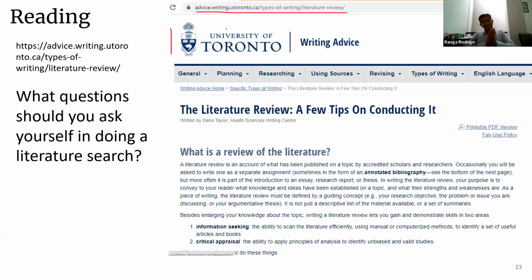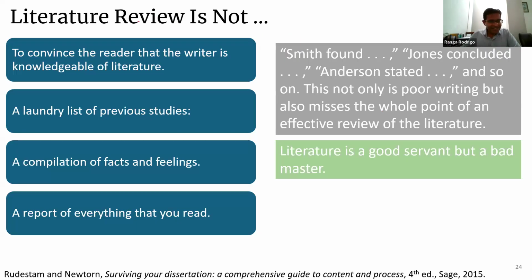Okay. Let's understand what a literature review is not. It is not to convince the readers that the writer is knowledgeable about literature. That is stupid. It is not a laundry list of previous studies, where you just list the previous studies. It is not a compilation of facts and feelings, or reporting everything that you read. For example, if you write a literature review like this, from your writing we can see whether you have used the literature for a purpose or just to fill the space. Smith found, Jones concluded, Anderson stated, and so on. This is just a laundry list of papers. It totally does not provide an argument.